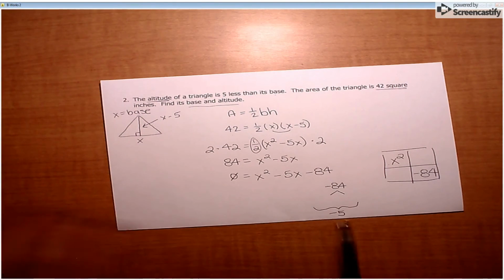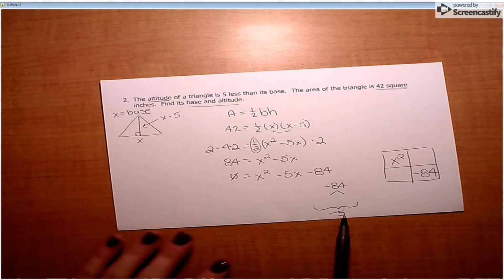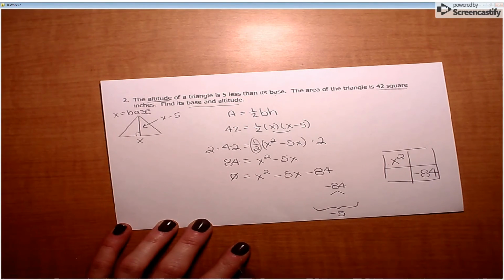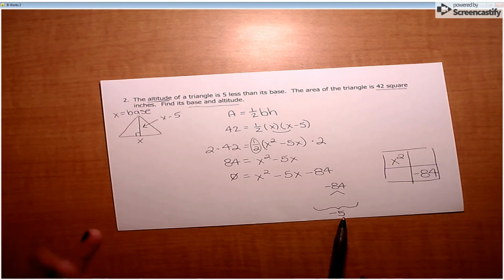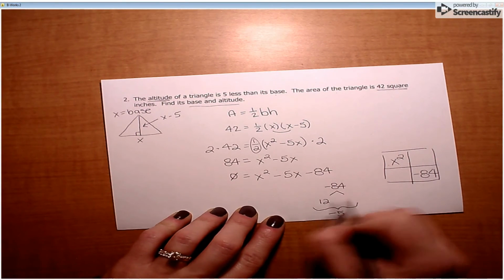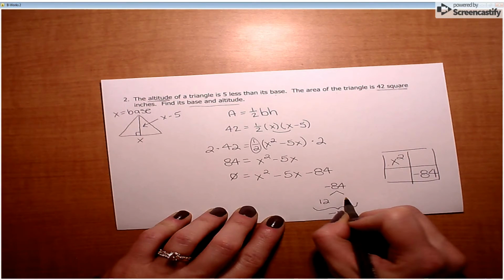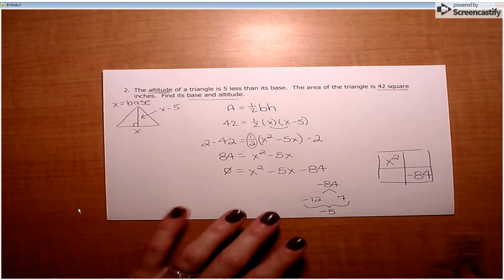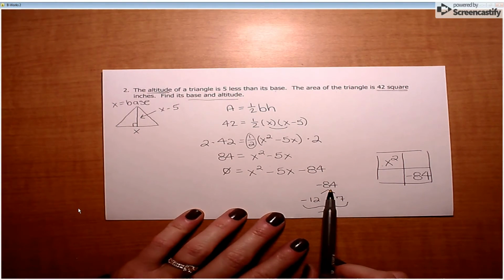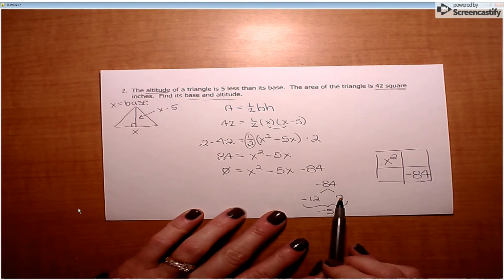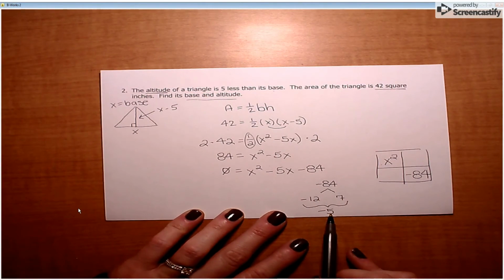2 and 28 are too big, they're too far apart, that won't create 5. 4 times 21 are also factors of 84, but again, they will not combine together to make negative 5. 6 and 14 are also factors of 84, but those won't combine to make negative 5. But 12 and 7 will. So we have determined that to multiply to make negative 84, I can use negative 12 and positive 7. Those two values add together to make negative 5.